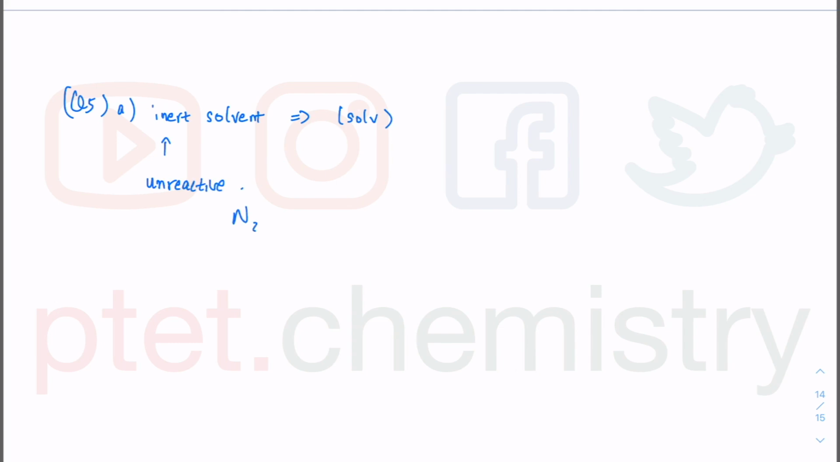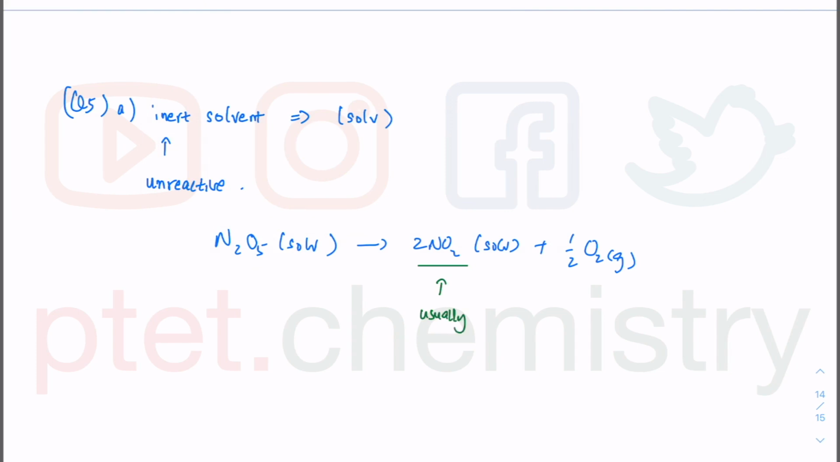What can we see here? We have N2O5 in the solvent going to 2NO2 in the solvent plus half O2 as a gas. How can you monitor this reaction? That's the question. How can you monitor this reaction from the given information? The thing is, usually we will be looking at NO2, which is a gas. So usually it's a gas and it's a brown gas. But here it is dissolved in the solution.